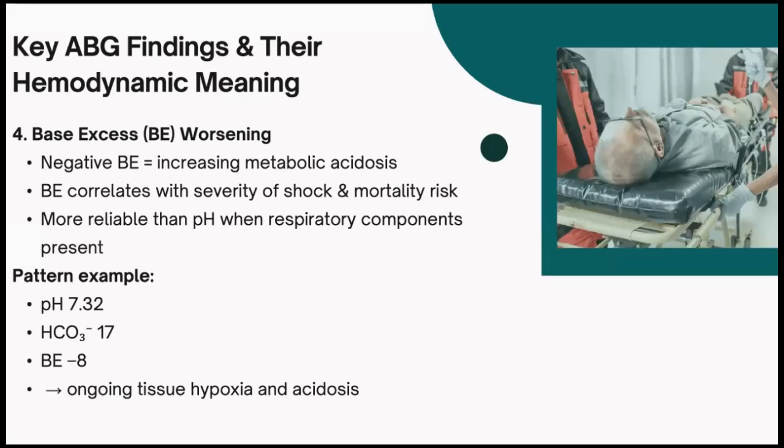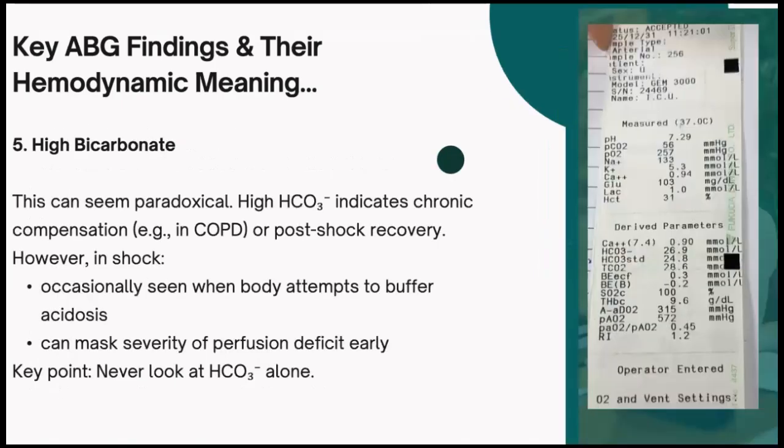Sometimes you will see a pattern like this with acidosis and a bicarbonate of 17, base excess of minus 8. So you know that you are heading for tissue hypoxia, right? That is why we do a blood gas, to find out the hemodynamic status. And then the high bicarbonates.